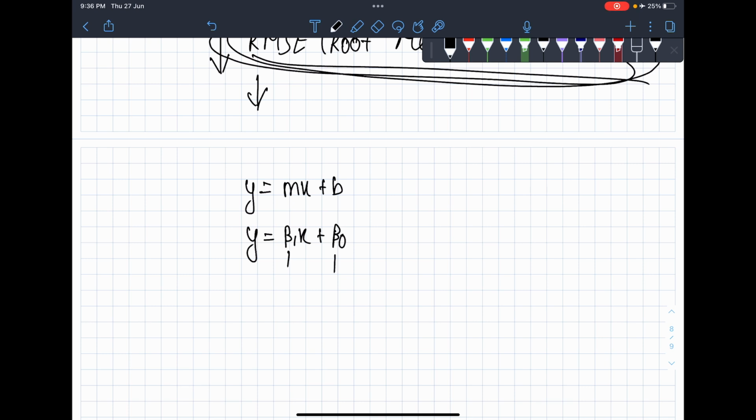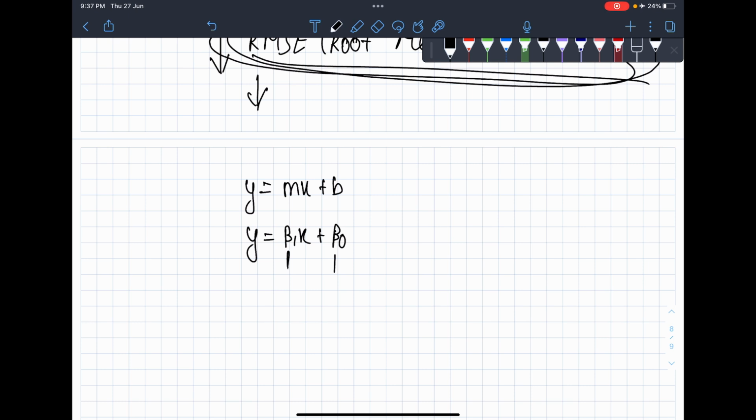Now, how will you find the appropriate values for beta 1 and beta 0 for which we are getting less error? Keep in mind that we need to find the values to put in beta 0 and beta 1 that will give us less error. That is our goal here. This is simple, but this is not easy.